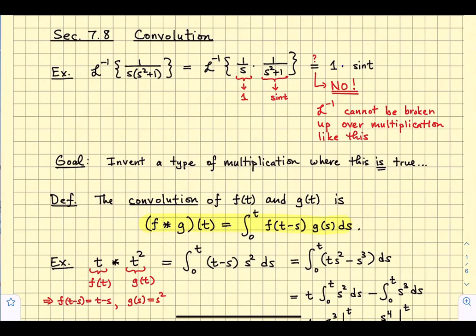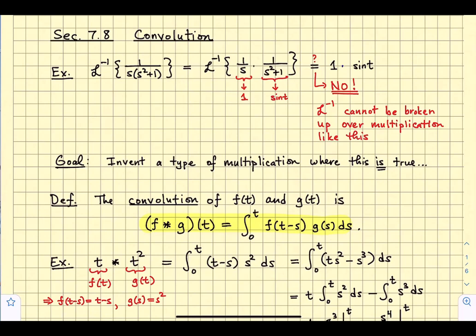Section 7.8, Convolution. To motivate what we're going to do in this section, let's take a look at a familiar example that we've looked at a couple of times in the past. Let's consider the inverse Laplace transform of the function 1 over s times s squared plus 1. Now we've seen this type of rational function and we've computed its inverse Laplace transform using partial fractions.